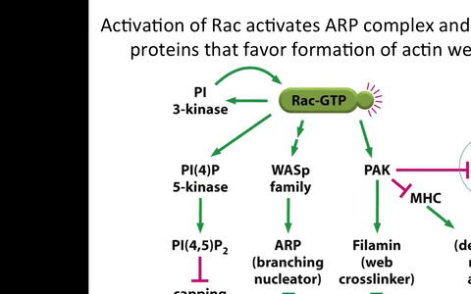If you get activation of RAC, then you can get activation of ARP, and there are also effects on a lot of different accessory proteins. This might look overwhelming, but I highly encourage you to open your book and look at it very closely, read the figure legend. It all makes so much sense with what you already know about these accessory proteins. RAC is going to activate WASP, which is going to activate ARP. It also activates another kinase, which activates filamin, the web cross-linker. So this is all involved with web formation.